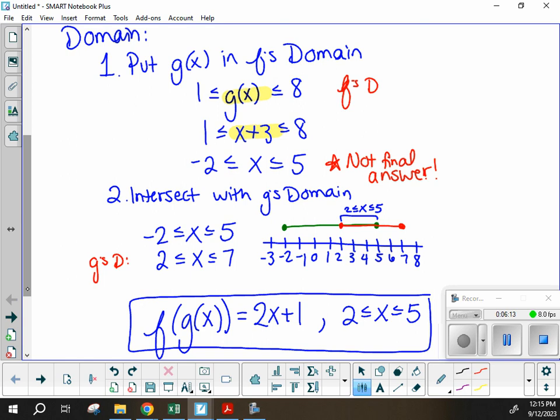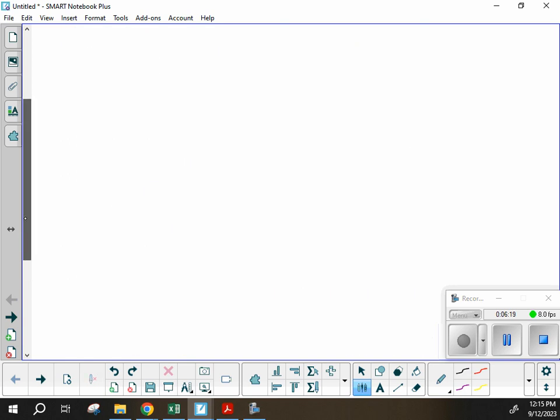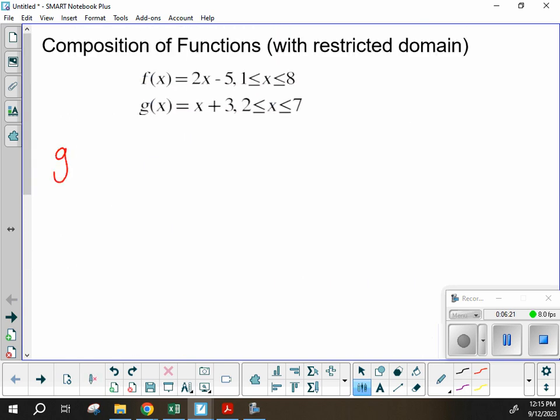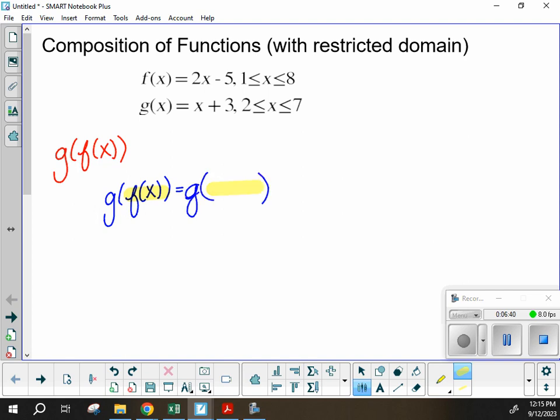Okay, let's go through g of f of x, same equations. In fact, I'm just going to delete this. We'll go the other way now. Find its domain. We'll go through a little faster this time, just working through the steps. So the equation itself, g of f of x, f comes out. What goes in its place? Well, f is equal to 2x minus 5, so that goes here.